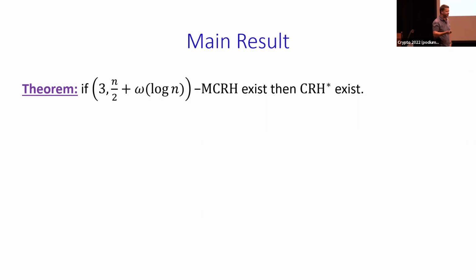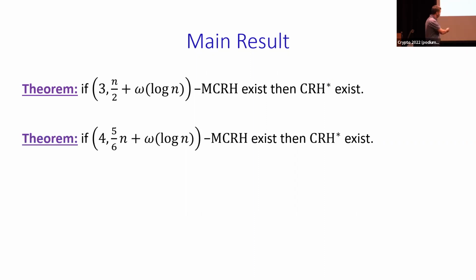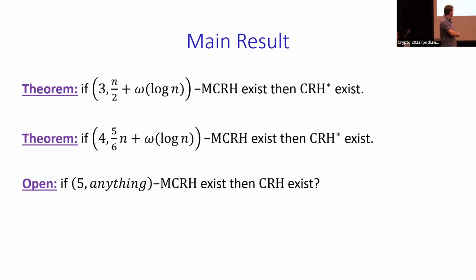So we can do something interesting with 3-MCRH. The next question is, what about 4? With 4-MCRH, we can also do something similar, but we need the 4-MCRH to have better shrinkage, so it takes maybe n bits to n over 6 bits. If you give me such an MCRH, I can once again construct a CRH. So we've managed to handle 4. What about 5? Unfortunately, for 5 we don't know how to do this. If you give me a 5-way MCRH, where it's hard to find 5-way collisions, with any level of shrinkage, even if you're outputting polylog bits, I don't know how to get a similar result, which was quite annoying.